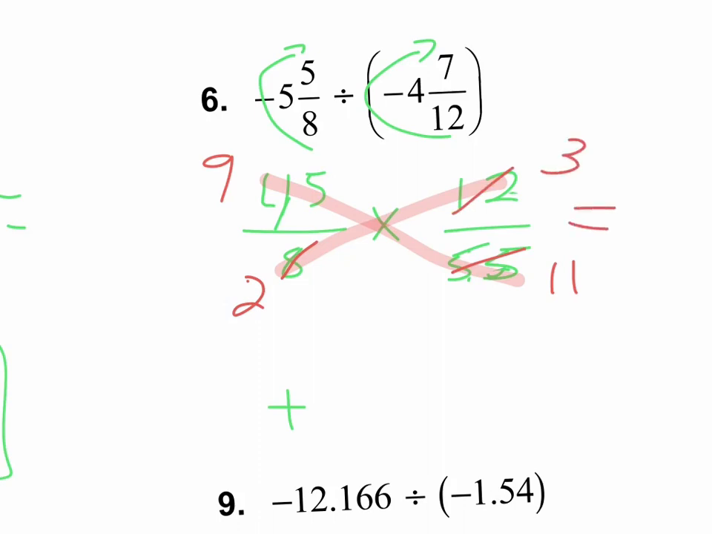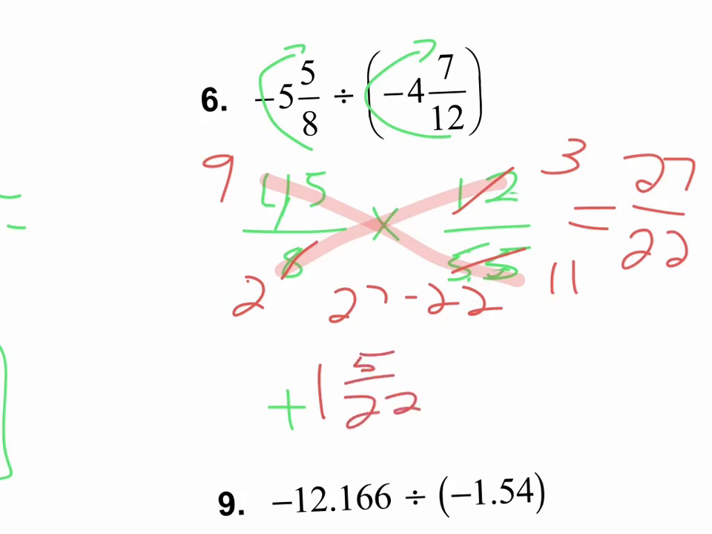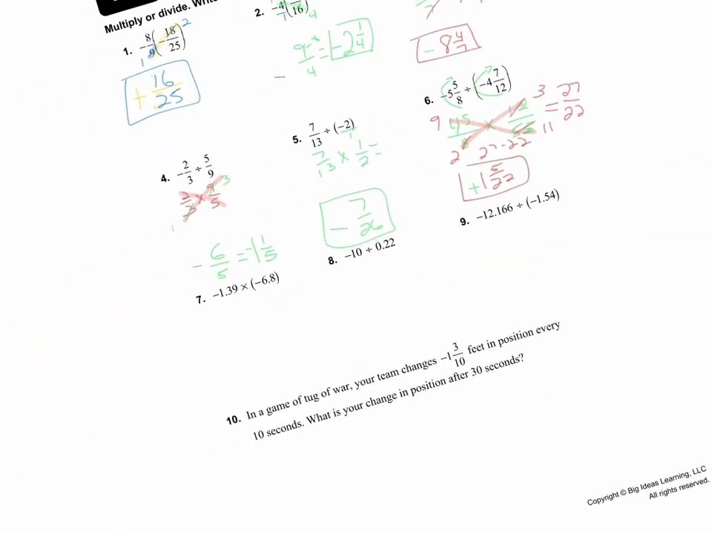And we go ahead and multiply. 9 times 3 is 27. 2 times 11 is 22. 22 goes into 27 one time. So 27 minus 22 would give you 5 22nds. So my answer is 1 and 5/22. Okay, all right, moving right along.